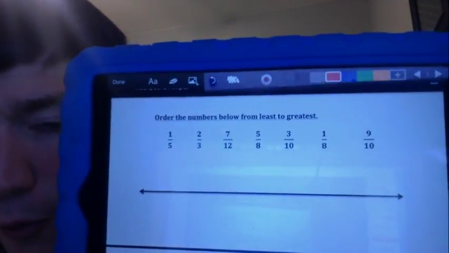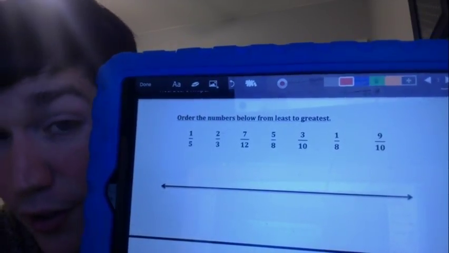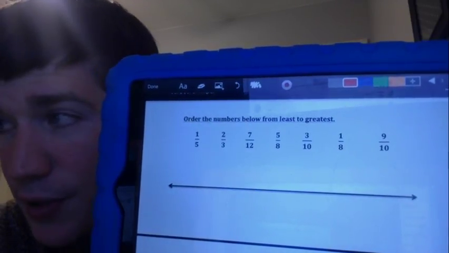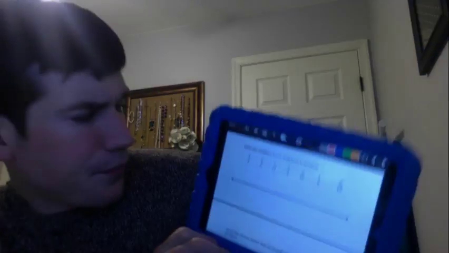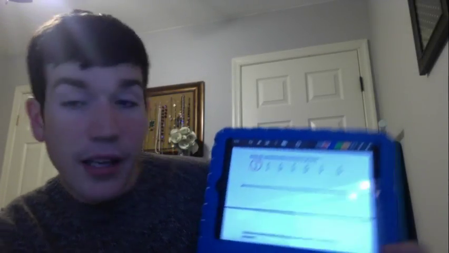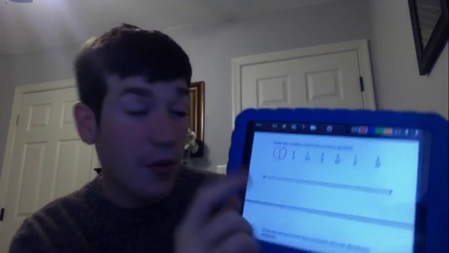So I'm going to go through first, and I'm just going to pick out the fractions that are smaller than 1/2. So I'm just going to go through and circle the fractions that I noticed that are smaller than 1/2. So I know that 1/5 is going to be smaller than 1/2. It's split into 5 pieces, and we only have one of those pieces.